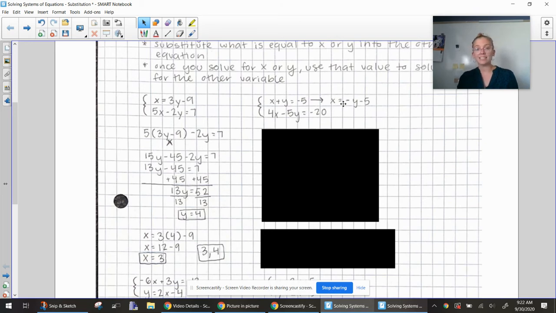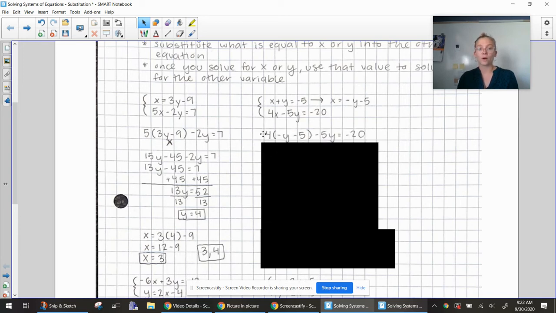So now x is equal to negative y minus 5. So I am going to substitute that expression, negative y minus 5, in for the x in my second equation. That leaves me with 4 times (negative y minus 5) minus 5y equals negative 20.